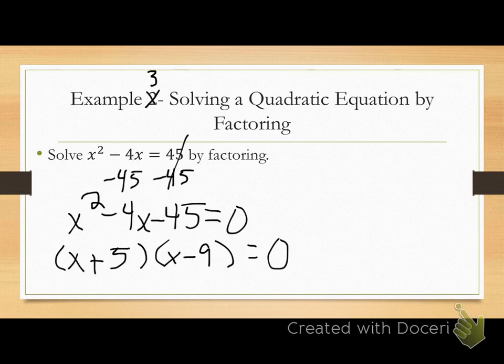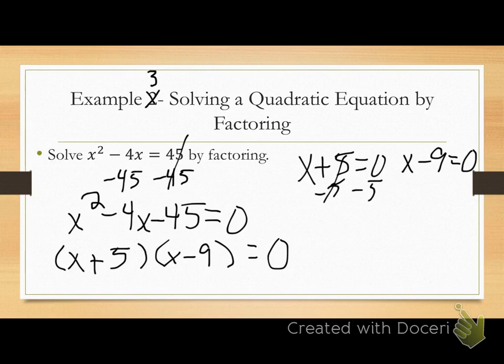Set them both equal to 0. Set both factors equal to 0. Does everyone see that? Now I can solve both of those equations. X plus 5 equals 0. How do I get x by itself? Subtract 5 from both sides. What does x equal? Negative 5. There's one of my answers.